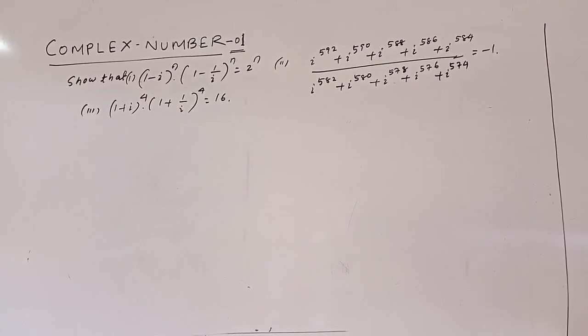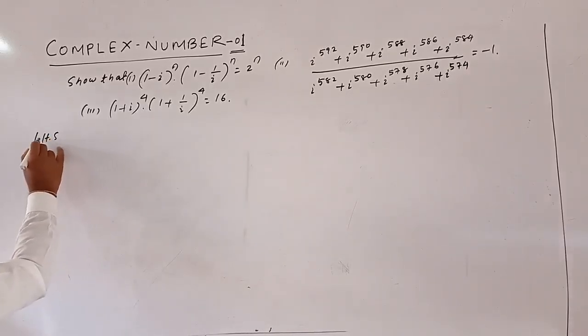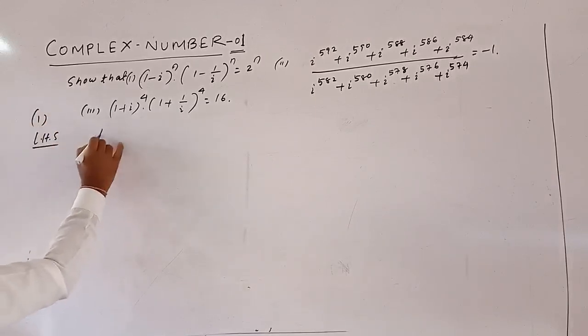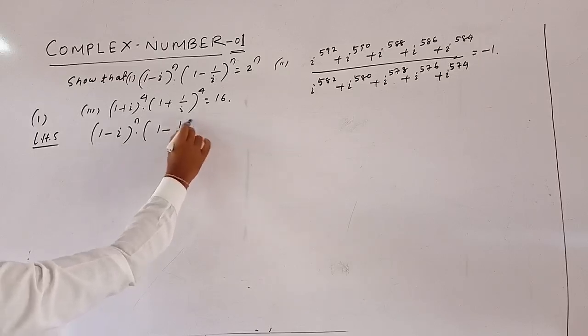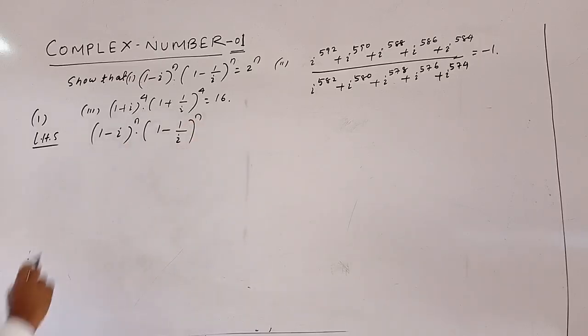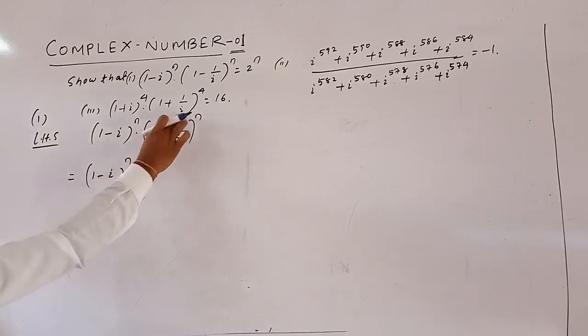Number 1, so that (1 minus i)^n into (1 minus 1 by i)^n equals 2 to the power n. Okay, so how to prove this one? First we take the LHS part. Answer 1: (1 minus i)^n into (1 minus 1 by i)^n.